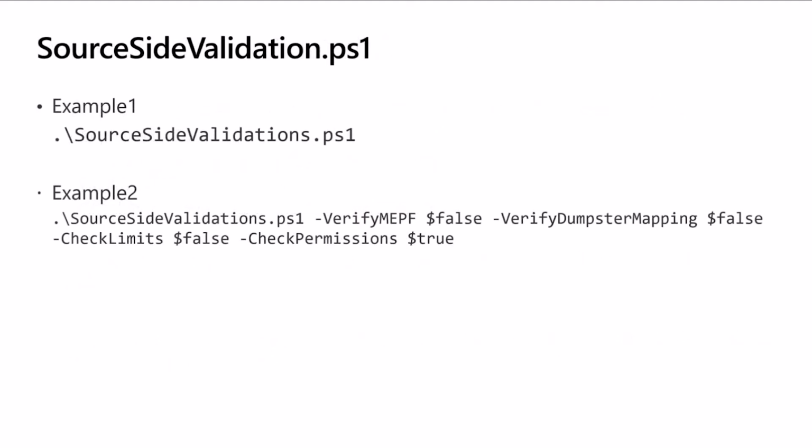Here are a couple of examples on how to use the source-side validation script. In the first example, the script will perform all the checks. And in the second example, the script will perform only public folder permission related validations.